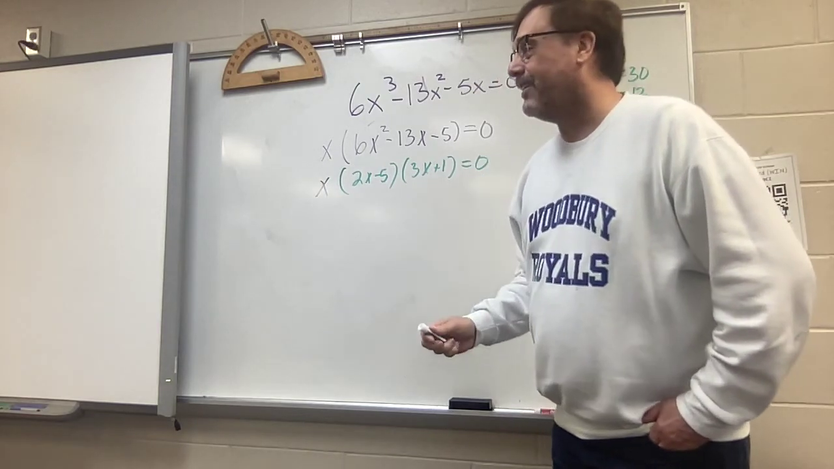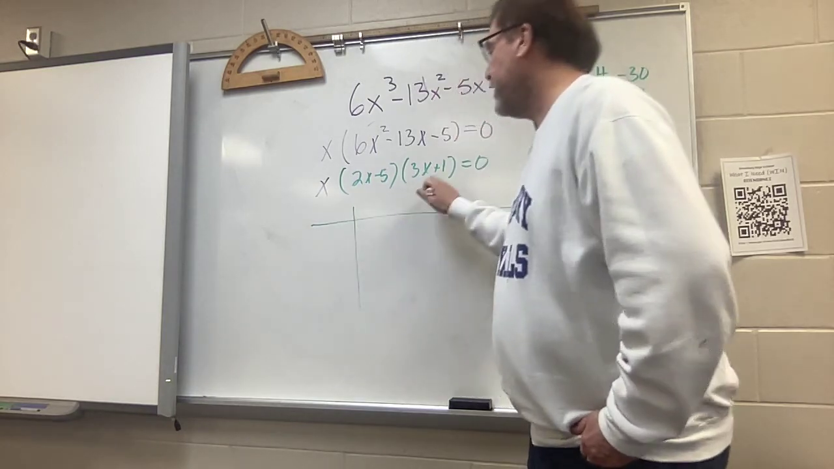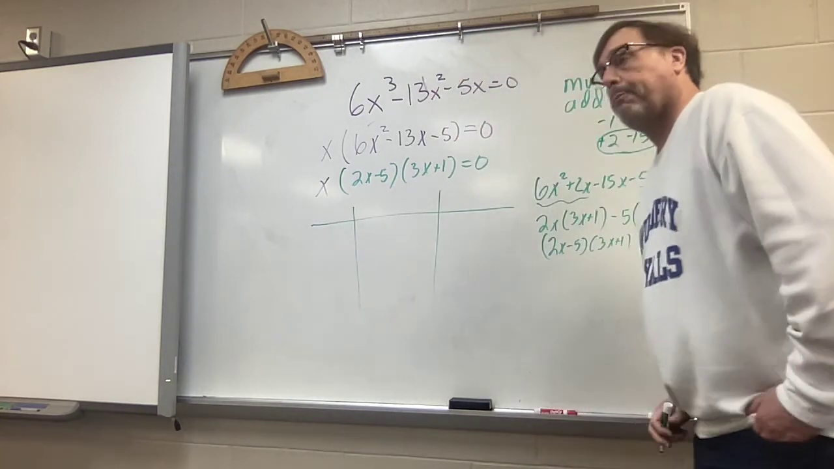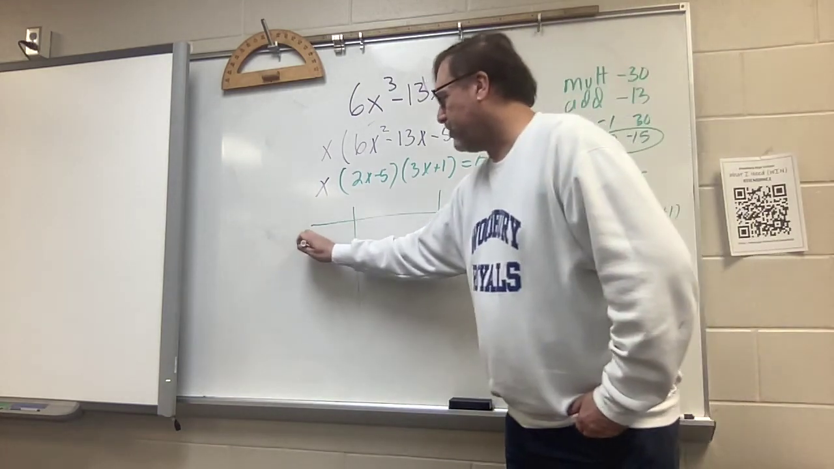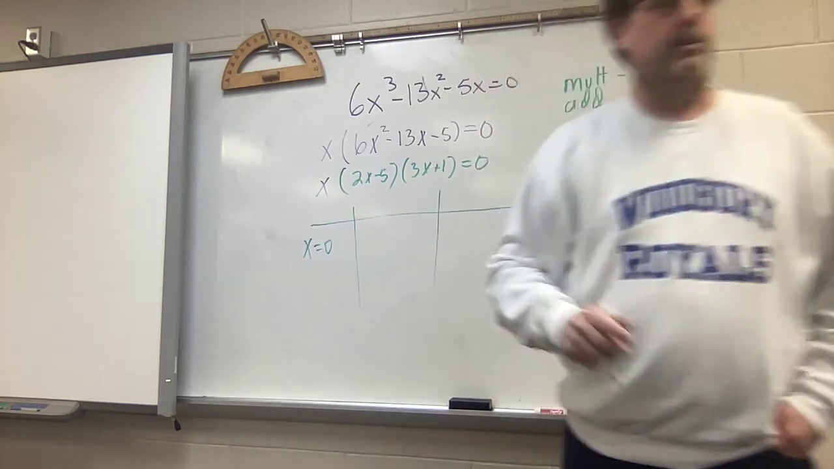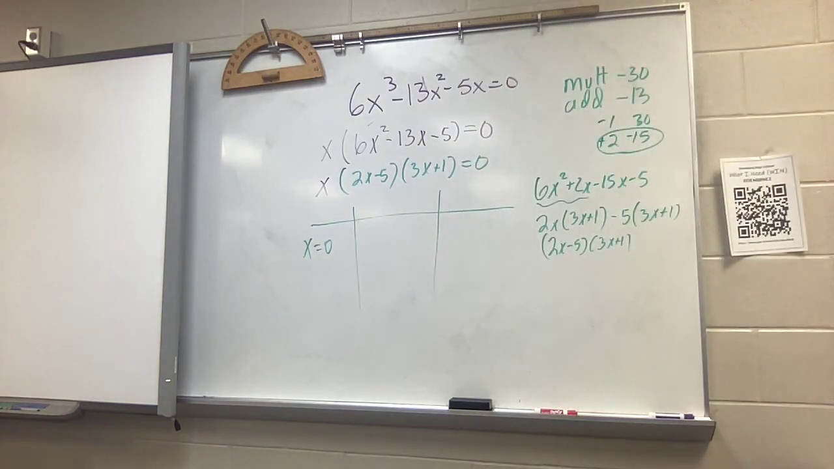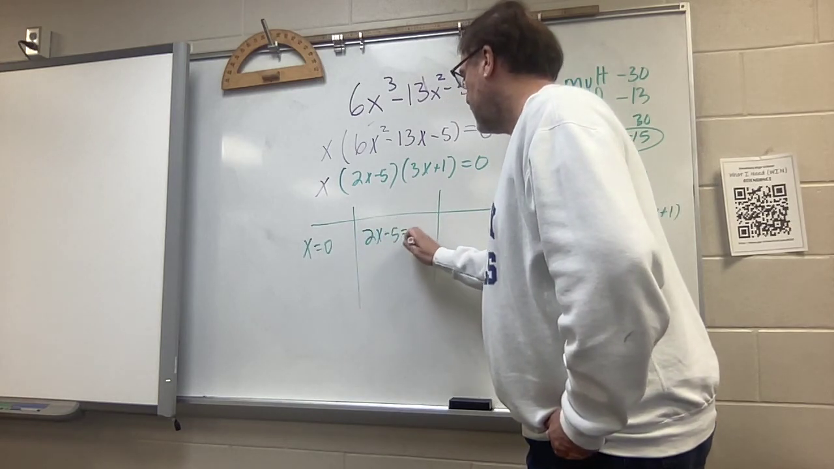Oh, this is good. We do the zero product property, which in this case is the super big T. I just write x equals 0. Oh, wow. That was easy. 2x minus 5.